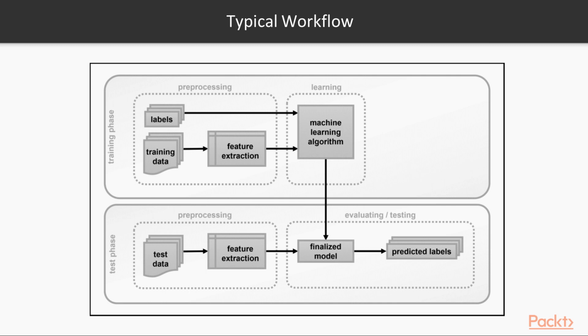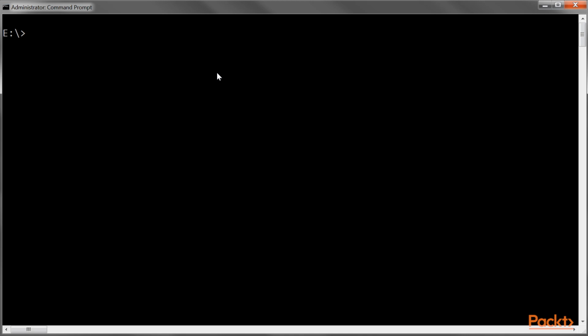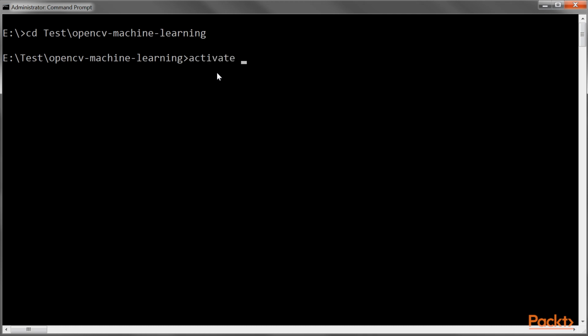the code bundle. By using OpenCV's Python API, we automatically get access to a large number of open source packages from the Scientific Python or SciPy community. So, open a terminal like we did in the previous section and navigate to the OpenCV machine learning directory. Then activate the Conda environment which we created in the previous section.